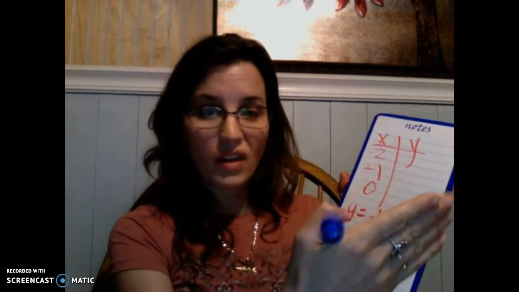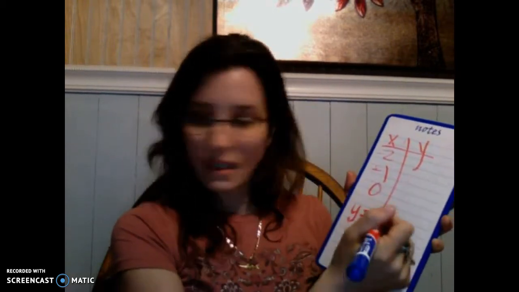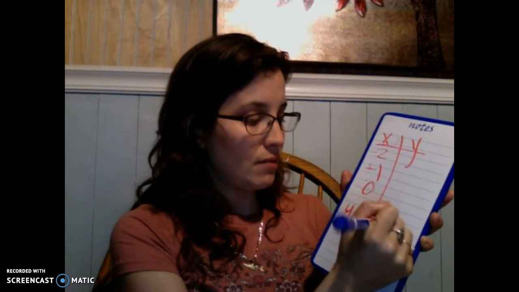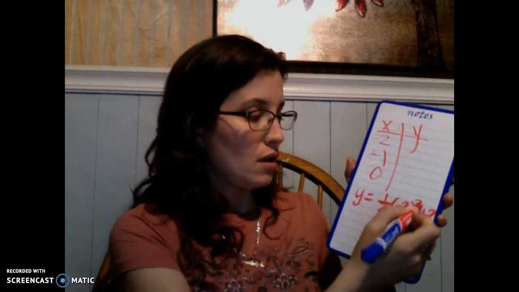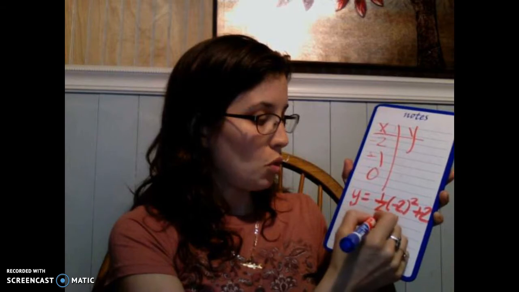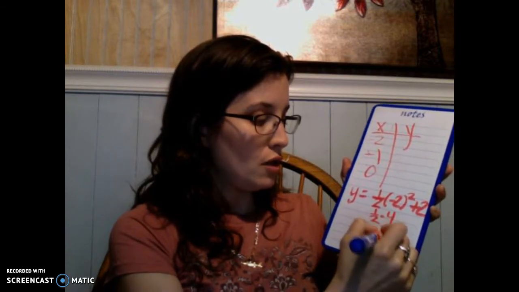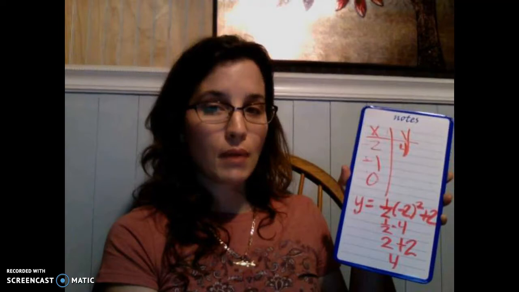So we get y equals 1/2. Plug it in. Work our way through it. The whole plug and chug concept there. 1/2 times -2 squared plus 2. -2 squared is 4. 4 times 1/2 is 2. 2 plus 2 is 4. So when x is -2, y is +4.